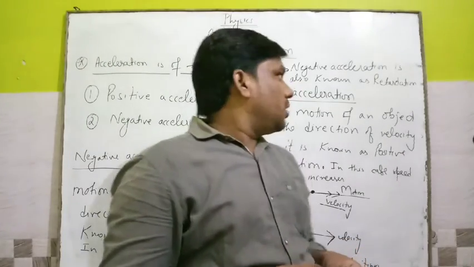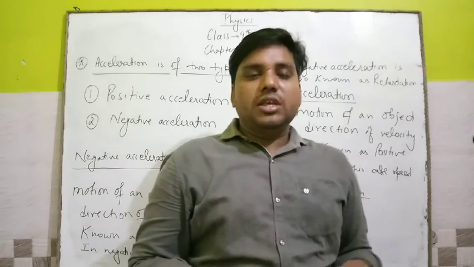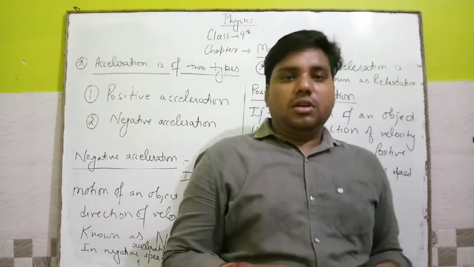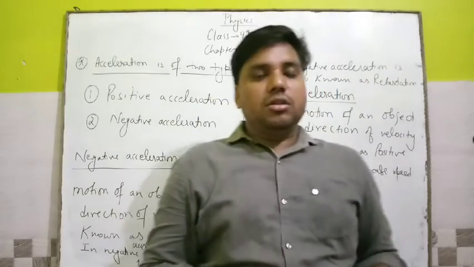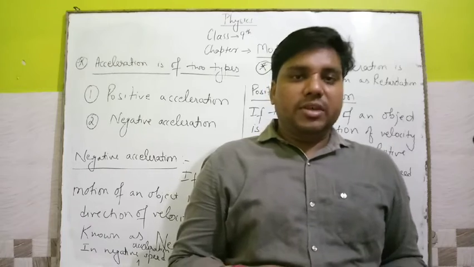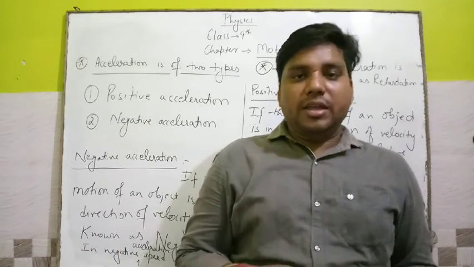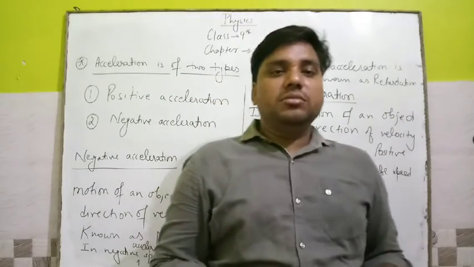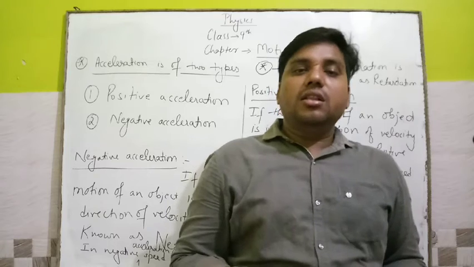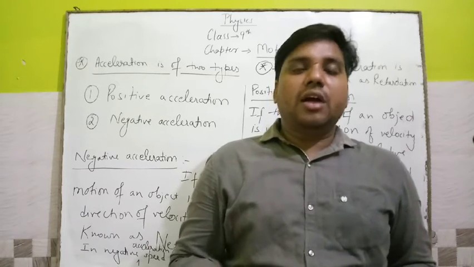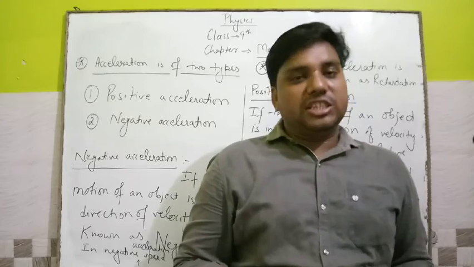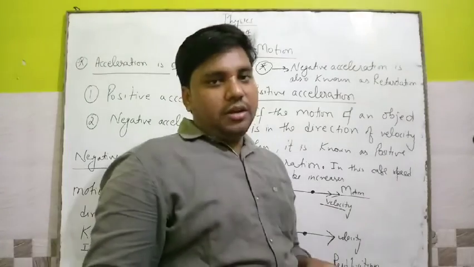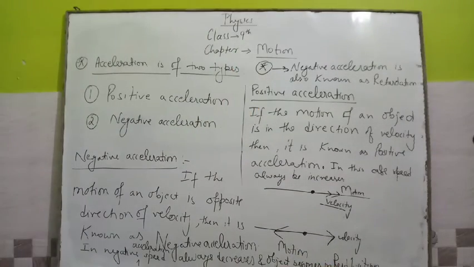In negative acceleration or retardation, what is the example? Suppose someone is riding a bicycle and during riding they apply the brakes. Then the speed of the bicycle decreases, and after some time the bicycle may come to rest. Clear? Understood? That is the example of retardation. Okay, noted.